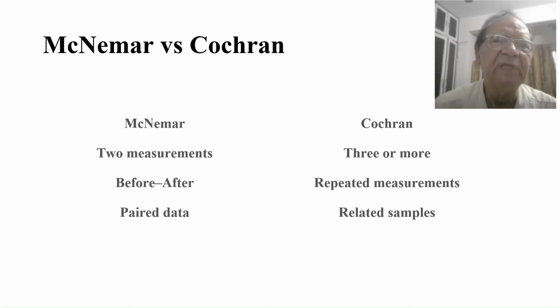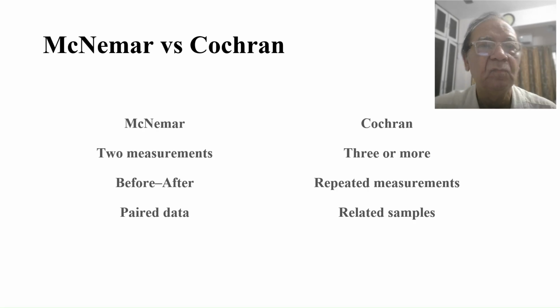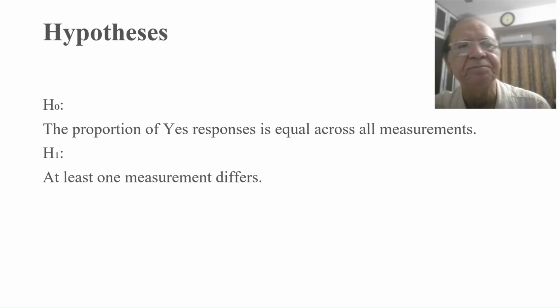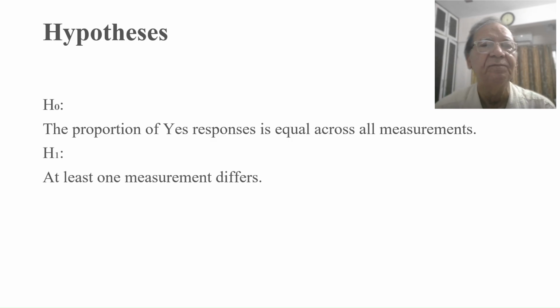Hypothesis. Null hypothesis: the proportion of yes responses is equal across all measurements. Alternate hypothesis: at least one measurement differs. The null hypothesis states that the proportion of positive responses remains the same across all measurement occasions. The alternate hypothesis states that at least one occasion differs significantly from others.